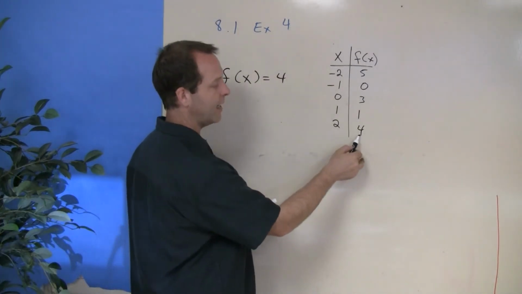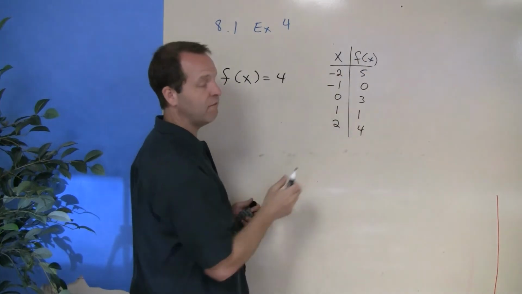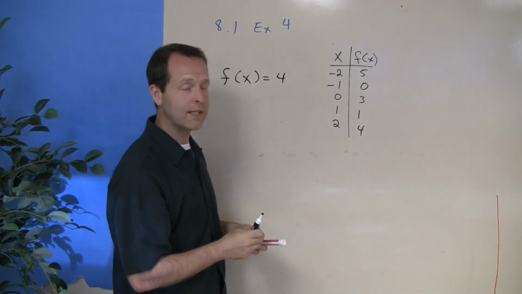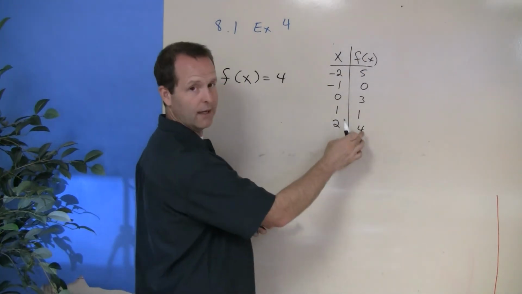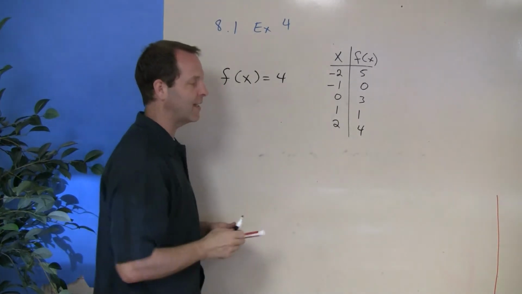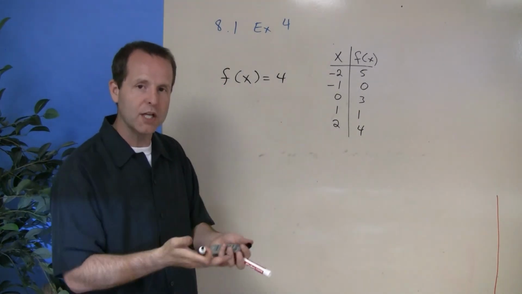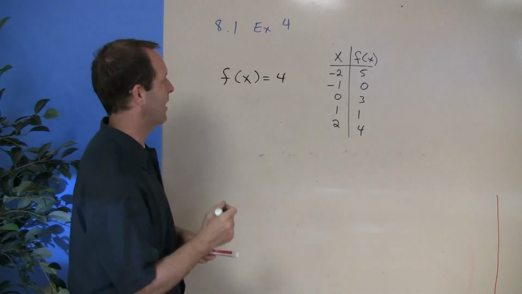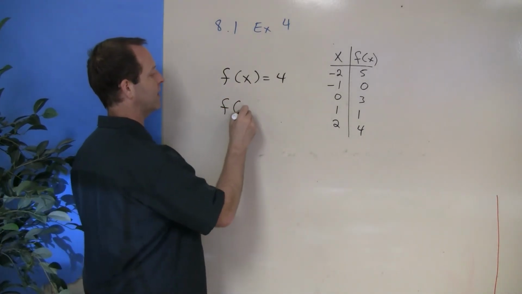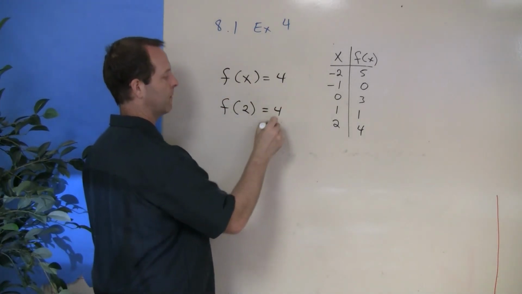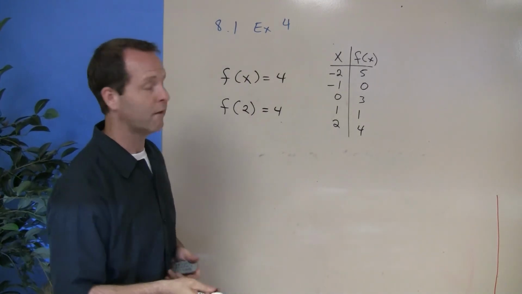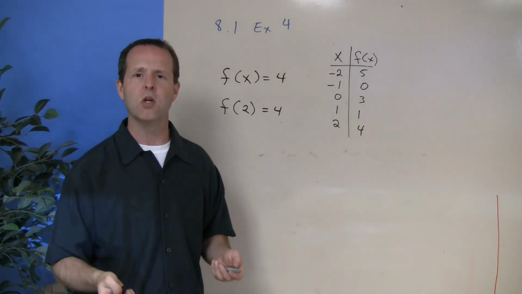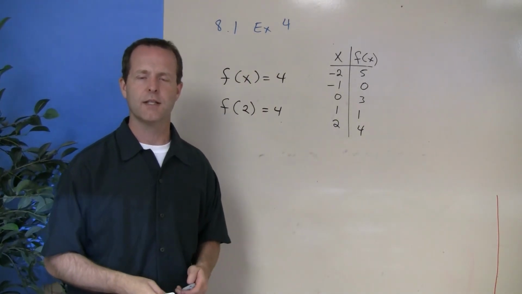The 4 is located here in this table of values, and I can get a 4 by putting in a 2. Every time I put a 2 into the function, I should expect a 4. So it would be correct to say that f of 2 equals 4. I hope this is helping you a little bit as we start to crunch through some of these things.